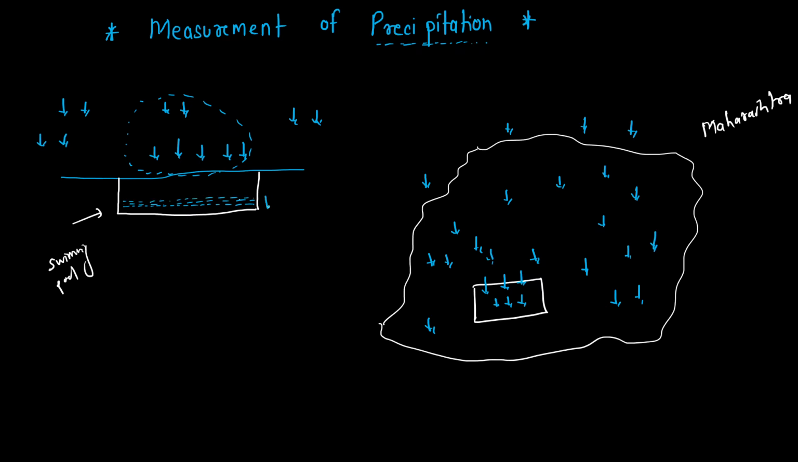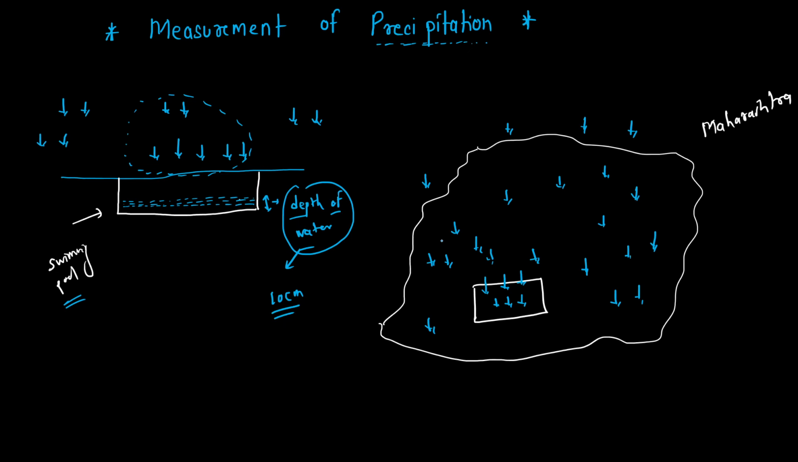Now if we measure the depth here, this depth of water will give us the amount of precipitation. Okay, so precipitation is measured as the depth of water which is collected in a collecting device. To understand that, I have taken the example of a swimming pool. So the water which is falling directly in the swimming pool, if we measure the depth of the water, then this depth of the water will give us the approximation of the amount of rainfall. Let's say this depth is 10 centimeter.